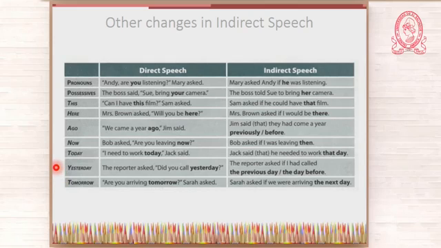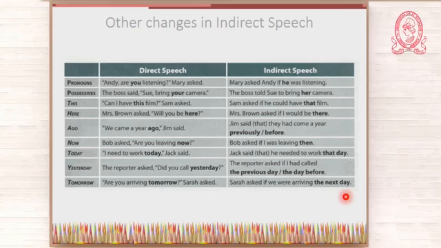What happens when we have yesterday? The reporter asked, did you call yesterday? The reporter asked if I had called the previous day, or the reporter asked if I had called the day before. So from yesterday, we change to the previous day or to the day before. And what happens when we have tomorrow? Are you arriving tomorrow? Sarah asked. Sarah asked if we were arriving the next day. Okay?